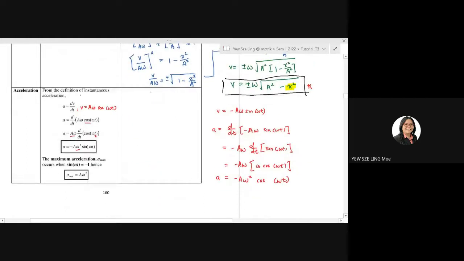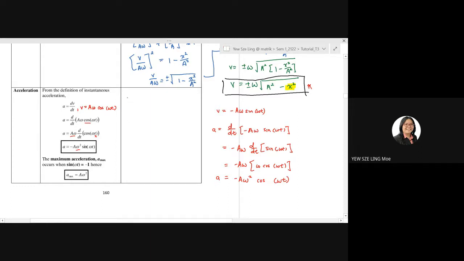Now let us go back to the equations with displacement. So equations with time, we are done. Basically, we just differentiate the trigonometric function, then we will have a t in our equations. How about equations with displacement?